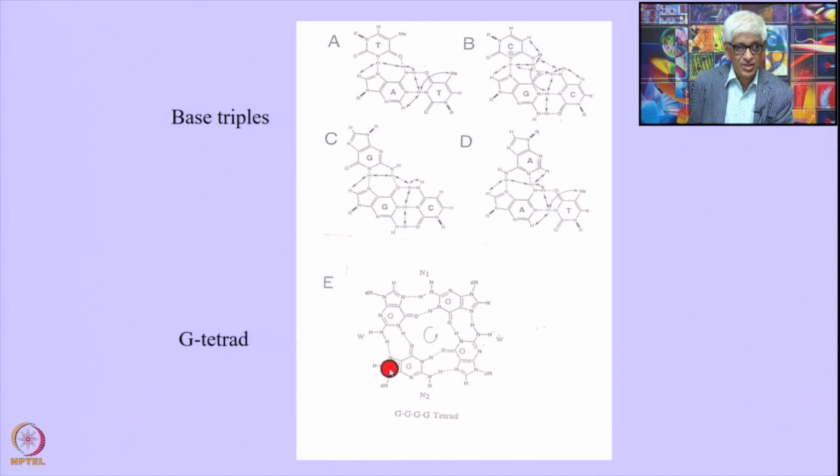So it uses this nitrogen, this oxygen, this nitrogen iminoproton and this aminoproton. All of these are involved in the hydrogen bonding in a very symmetrical manner. So this produces a G tetrad, which is an extremely stable structure. I will show you examples of this, how this 4-stranded structure is possible and how it can be extremely stable.